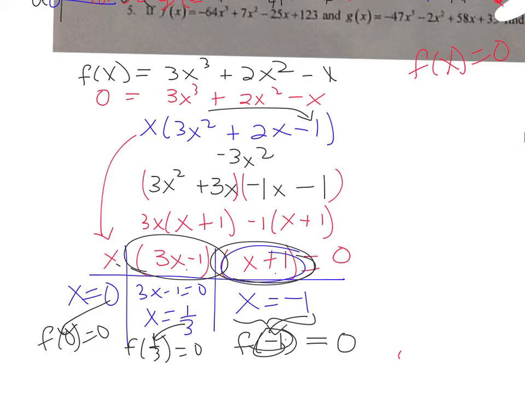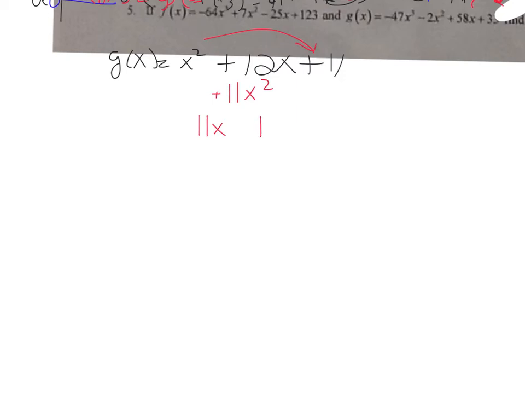Okay, let's take a look at 4b. All right, so g of x is equal to x squared plus 12x plus 11. Okay, so there is no GCF. I'm just going to multiply the first times last. I get positive 11x squared. So what multiplies to 11 and adds to 12 would be 11x and 1x. They're both positive. That gives me positive 12 and positive 11. When I multiply them, bring down the front, bring down the end.